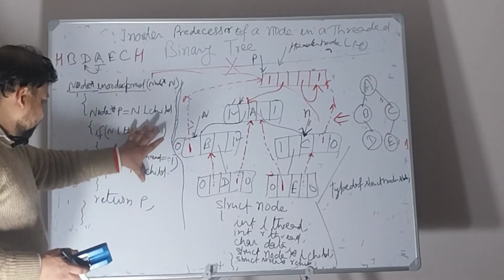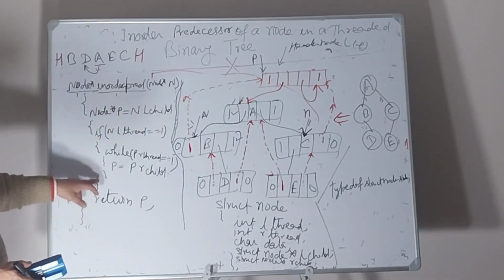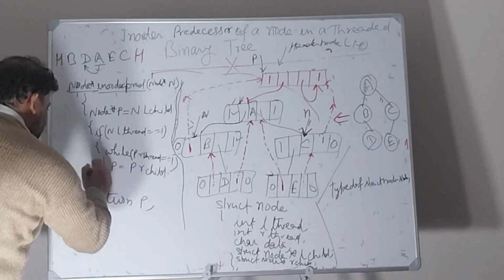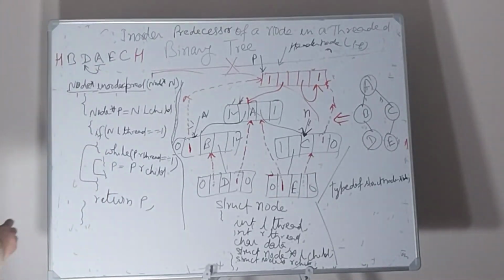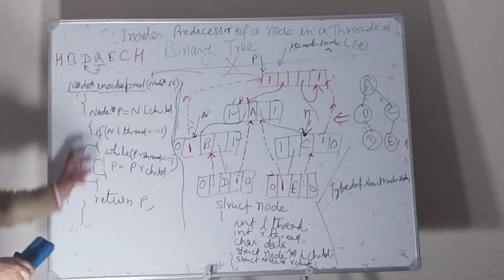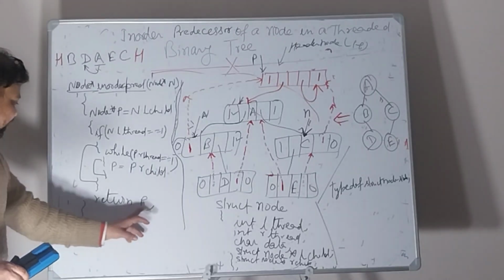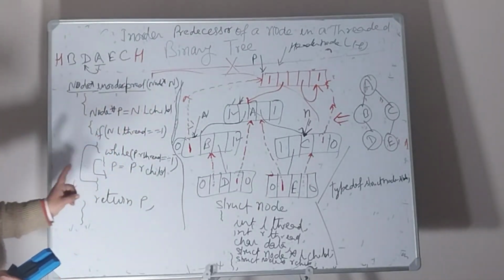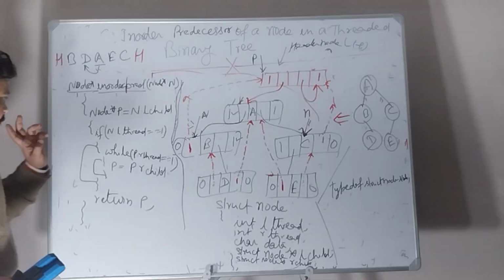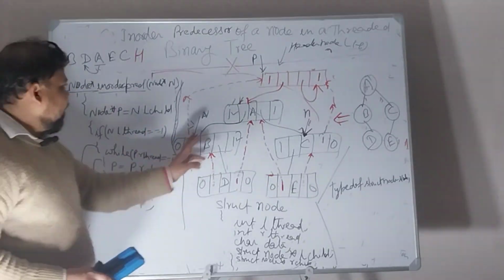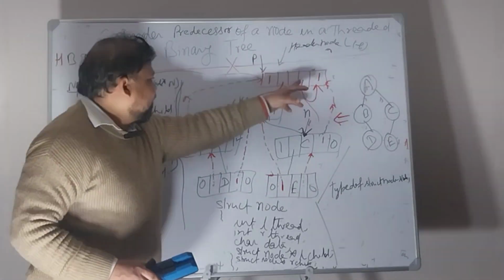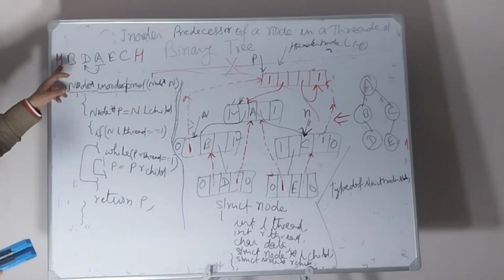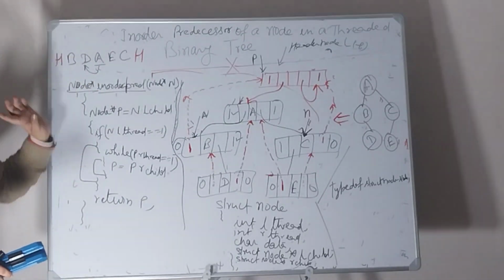So this body will not execute. This is your while body, this is your if body, and it will not execute. So in the last, it returns p. So p will return as the predecessor of this b. So what exactly is the value p is returning? That is h. So you can check h is the predecessor of b.